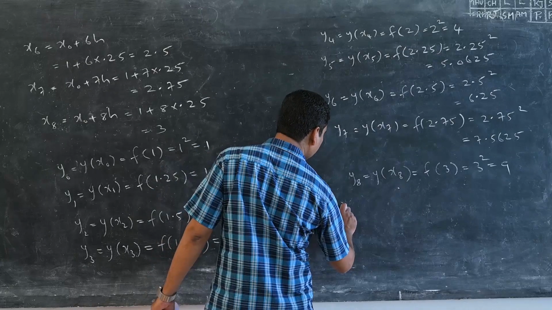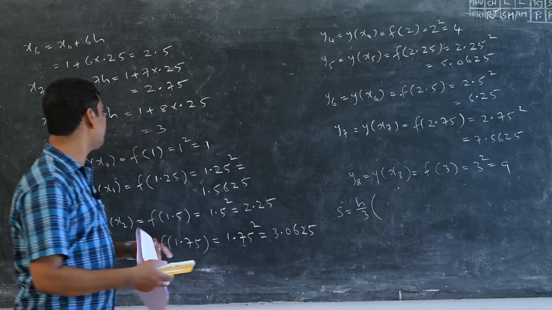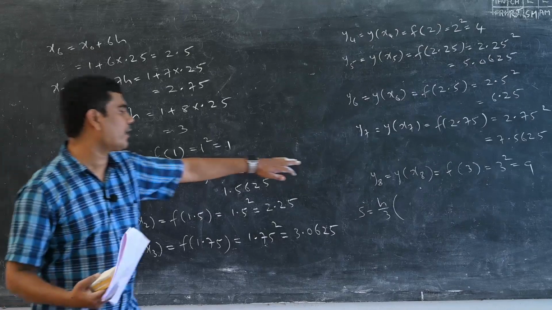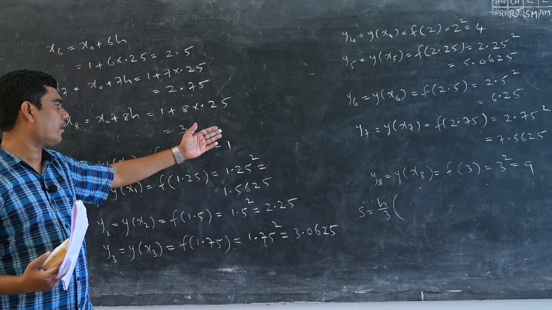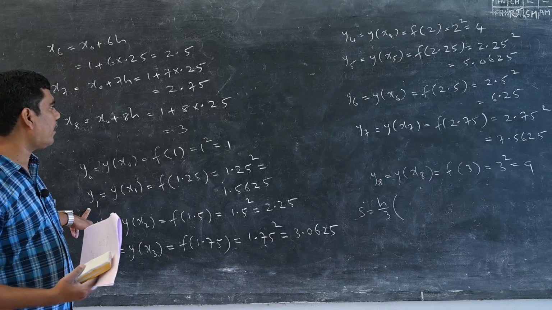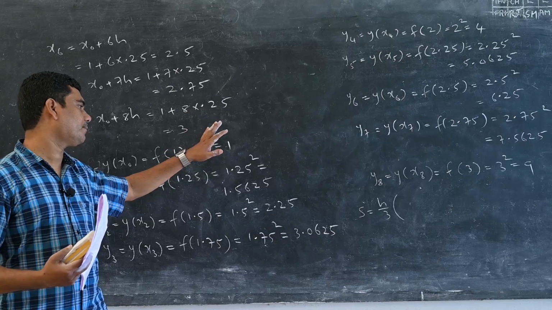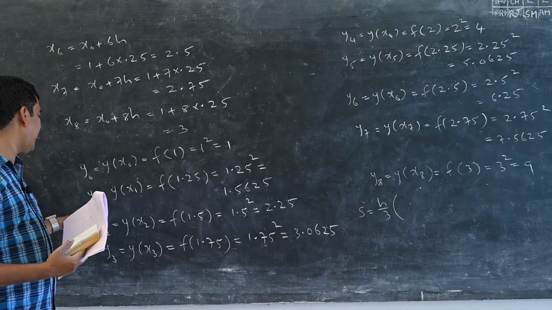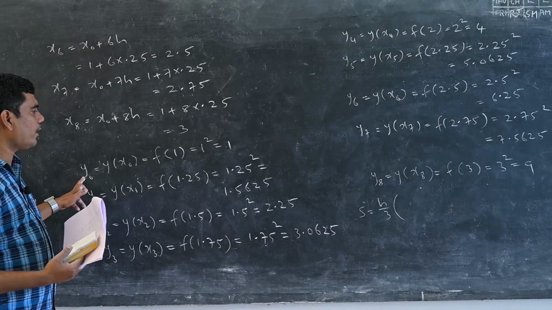S is equal to h by 3 into, keep y0, the first one, y0, the last one, y8 fixed, multiply by 4 all yi with odd suffix, that is 4y1, 4y3, 4y5, 4y7. Multiply all yi with even suffix by 2 excluding y0, y8.